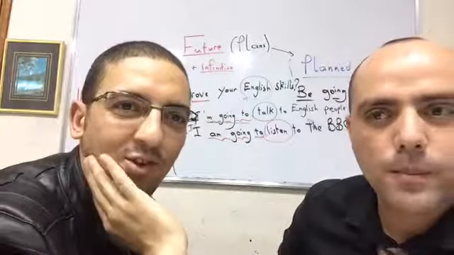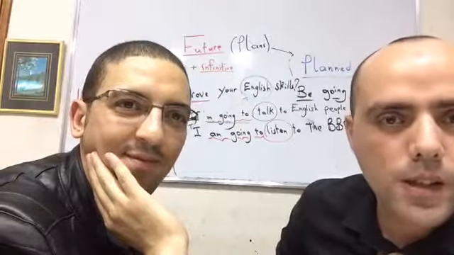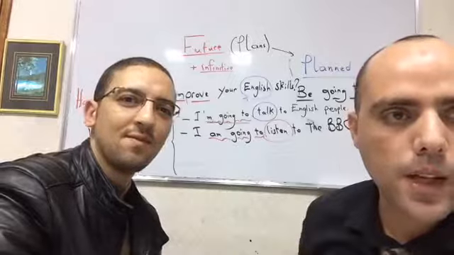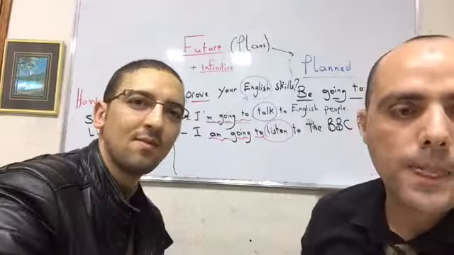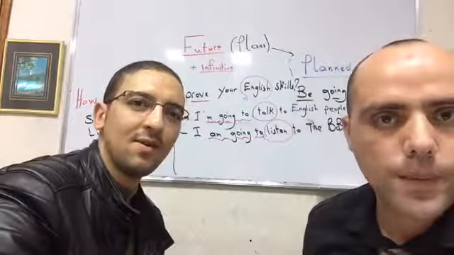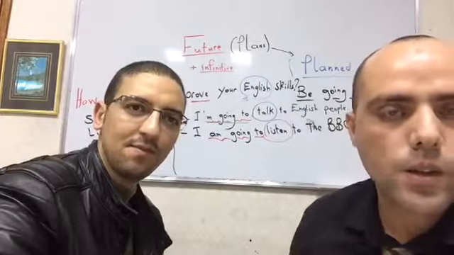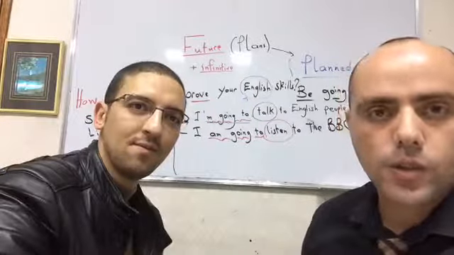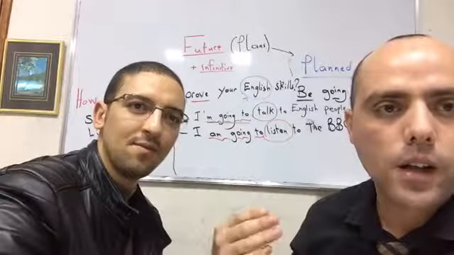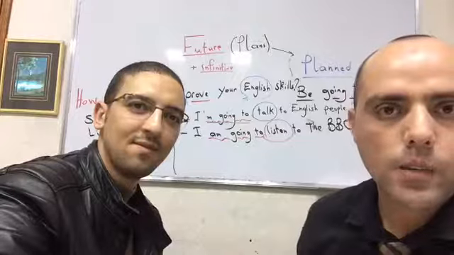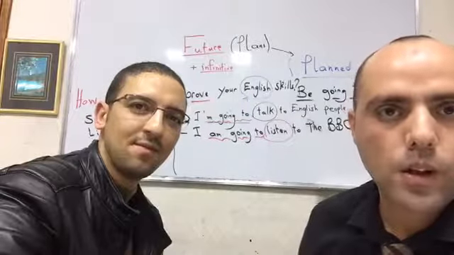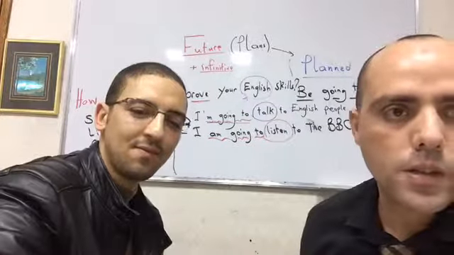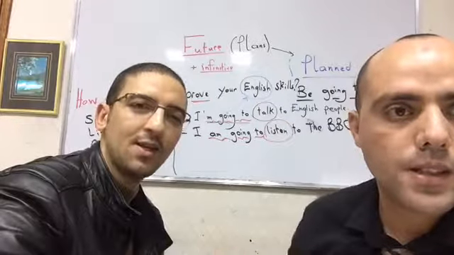Yeah. This is the future be going to form that we've been talking about today. Today we had an overview about the future simple and when and how we use it, and the positive form, the negative form, also the question forms, either yes or no questions or WH questions, which are the same as what we did with be going to. We've explained a lot of differences between using the future simple and the be going to form, and also the use of the present continuous tense to express the future. All this and more you're going to find in this video.